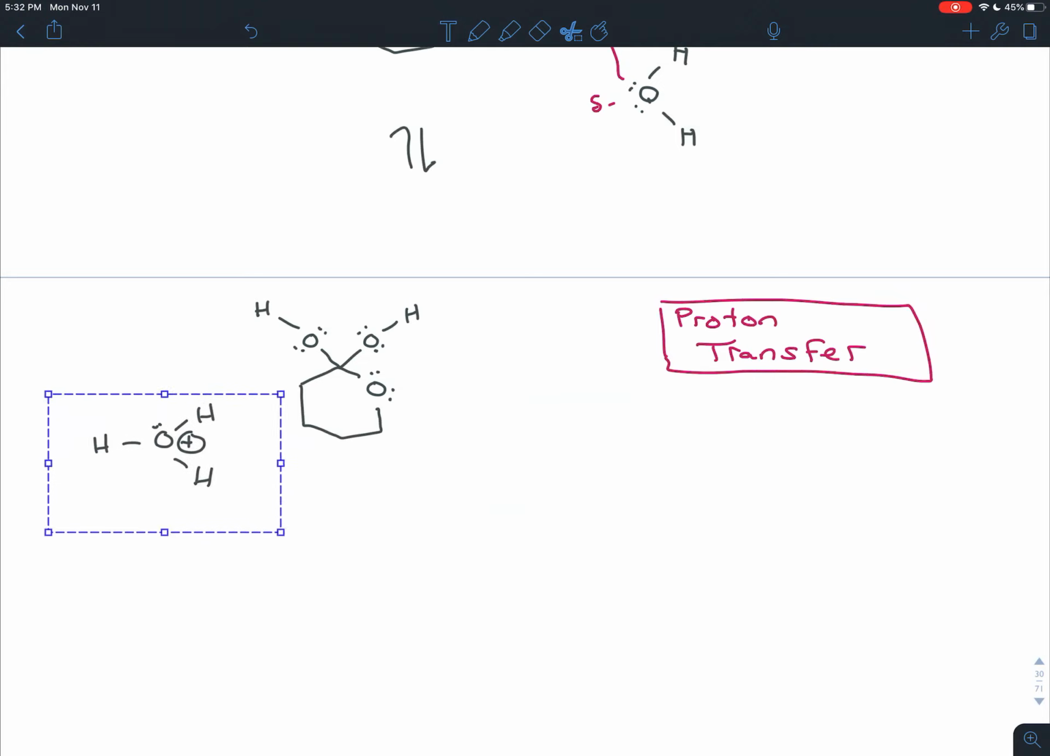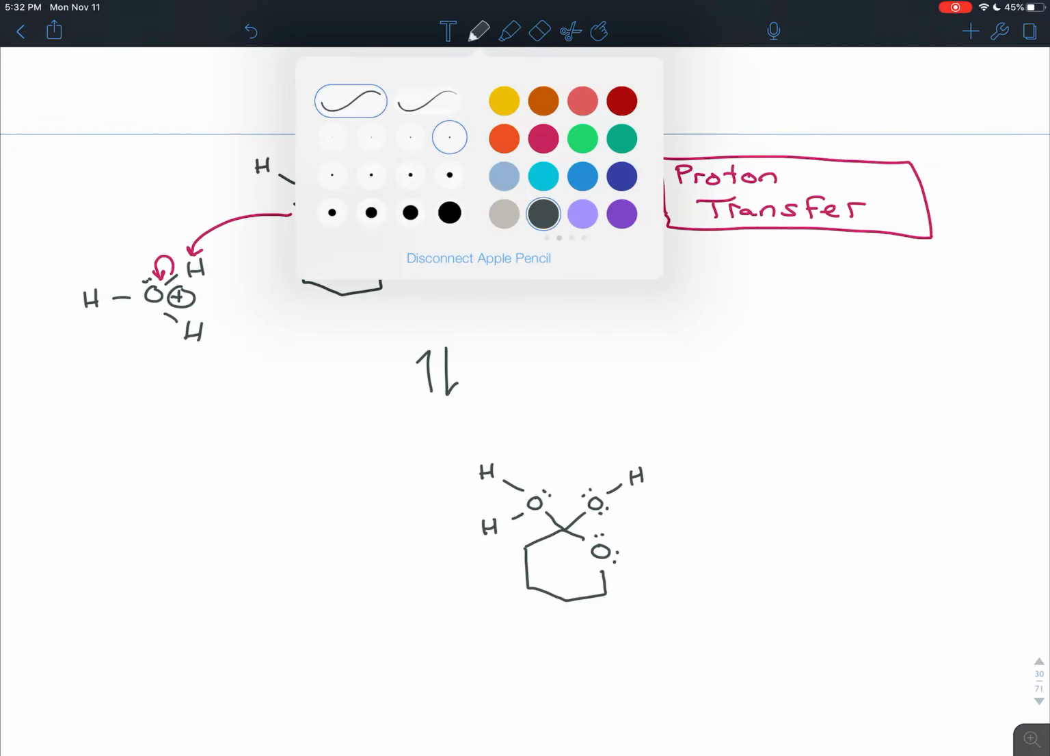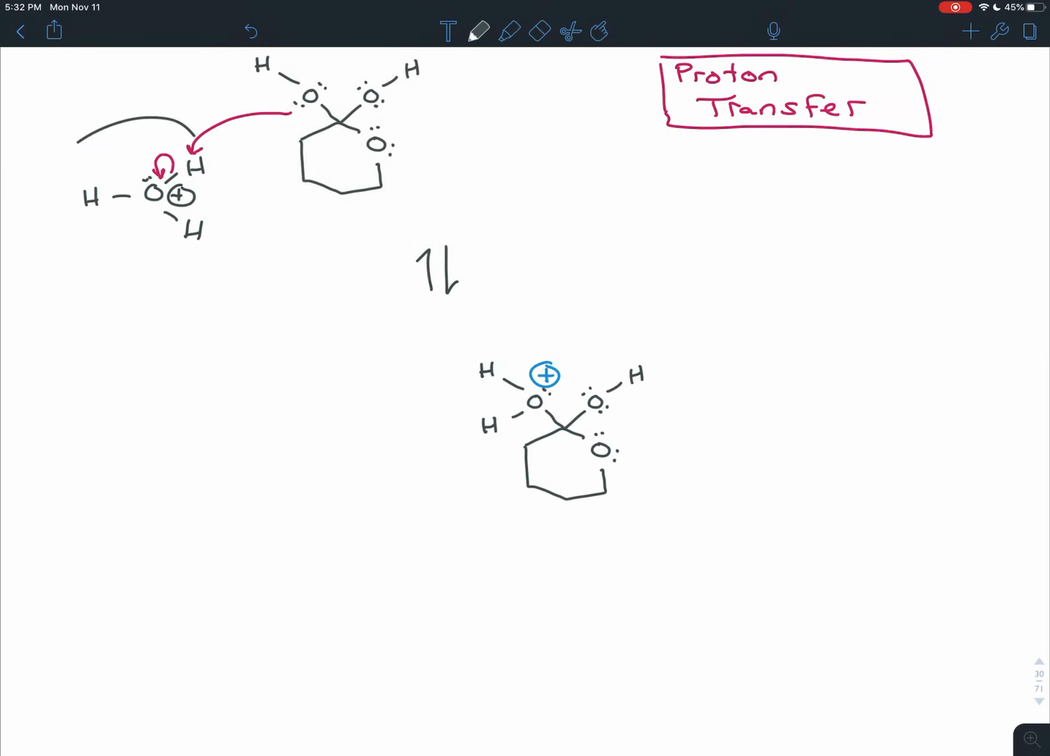So we can take this hydronium that we made, and the slightly negative oxygen here can attack one of those slightly positive hydrogens, and the electrons snap back onto the oxygen on the hydronium. So after that proton transfer step, we will have this lone pair becoming a bond to a hydrogen, and that oxygen has 3 bonds and therefore a full positive charge. In addition to that, what was hydronium loses an H+ and becomes water again.